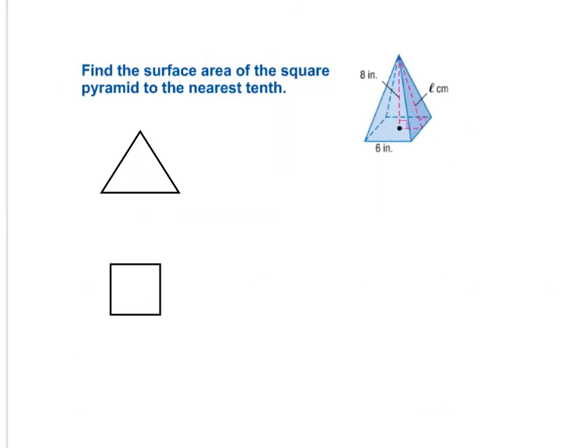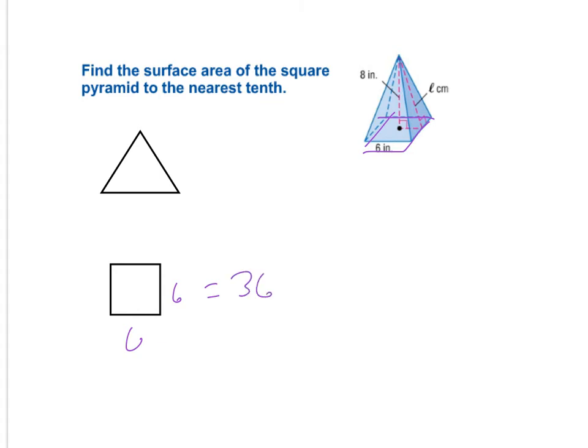Okay, let's look at this guy right here. We're going to find the surface area of the square pyramid to the nearest tenth. Let's start with the easy stuff. Let's start with the base. The base, I have a square, which is 6 by 6. So, of course, that area is 36.